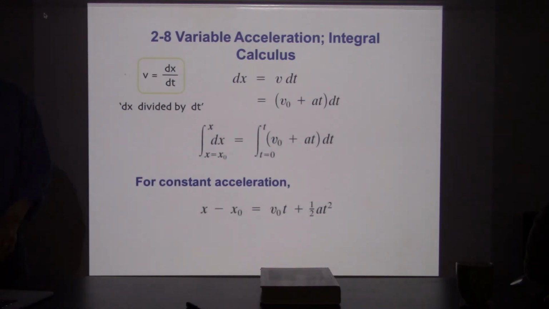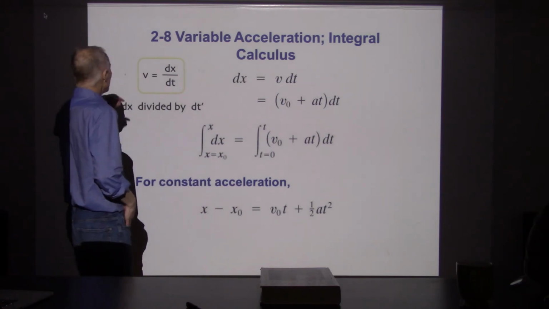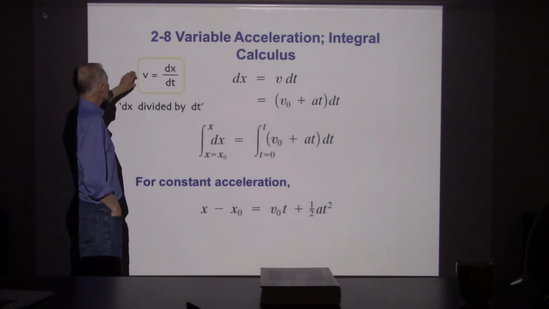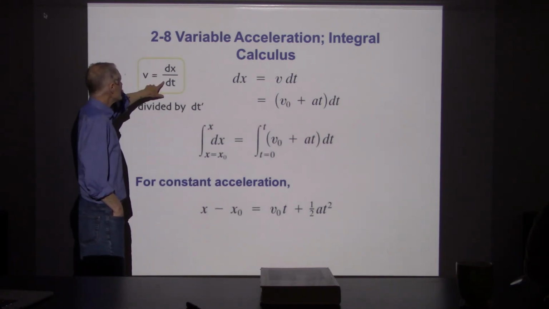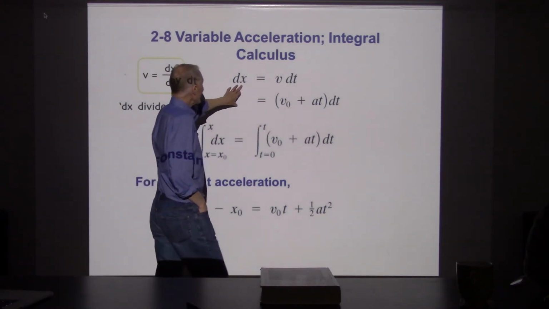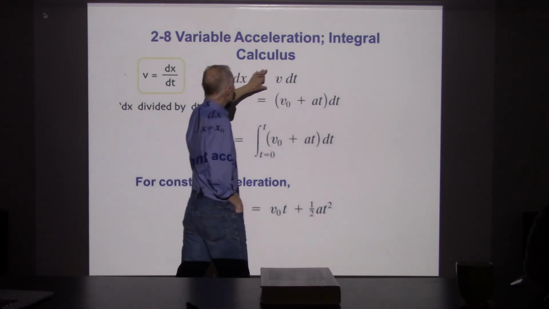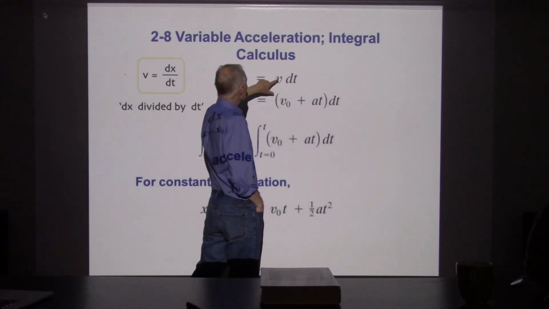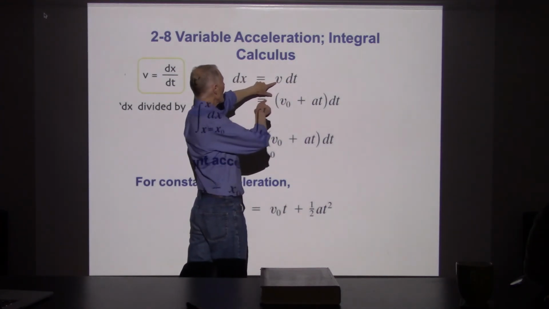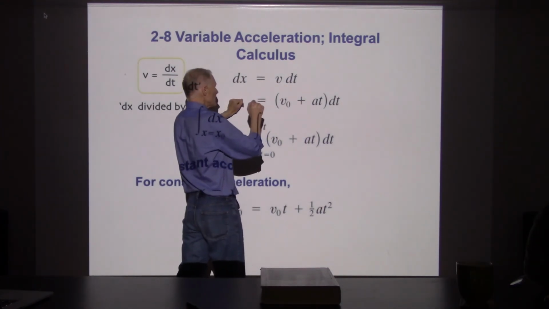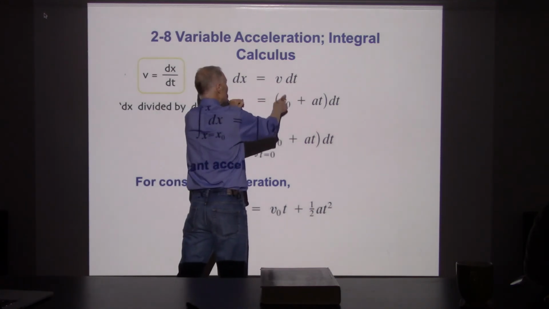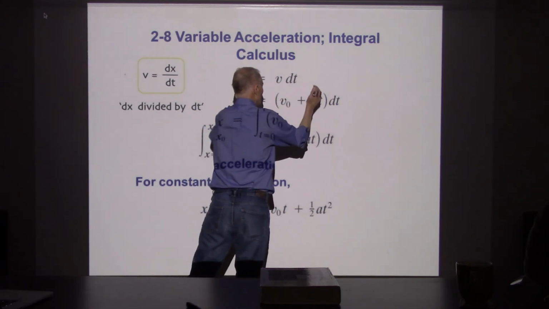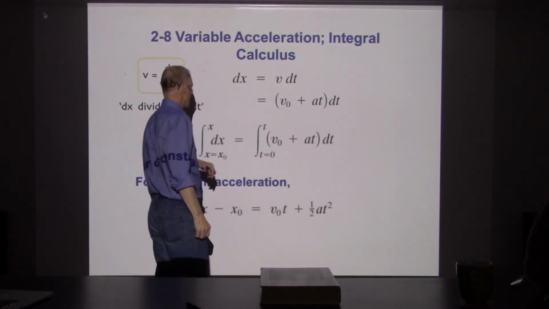What we can do then is move on to our next step. We can say v is equal to dx dt, and then separate that out and say dx is equal to v times dt. Now, what we did on the previous slide is show that if the acceleration is constant, then v is equal to v naught plus at. So we slip that into the integration.